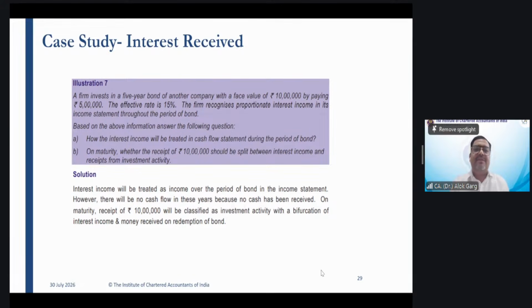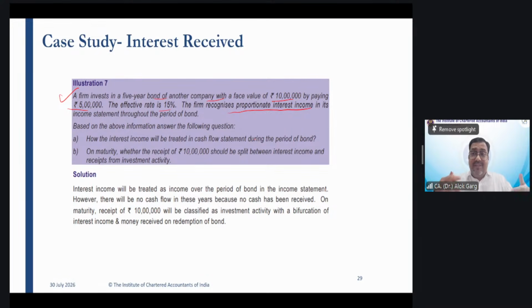Yes, a firm invests in a 5-year bond. Very, very good question. A firm invests in a 5-year bond of another company with a face value of 10 lakh rupees by paying 5 lakh rupees. The effective rate is 15%. The firm recognizes proportionate interest income in its income statement throughout the period of the bond. So a firm invests in a 5-year bond of another company. What is the face value? 10 lakh rupees. It means at the time of maturity, this is an investment in the bond.